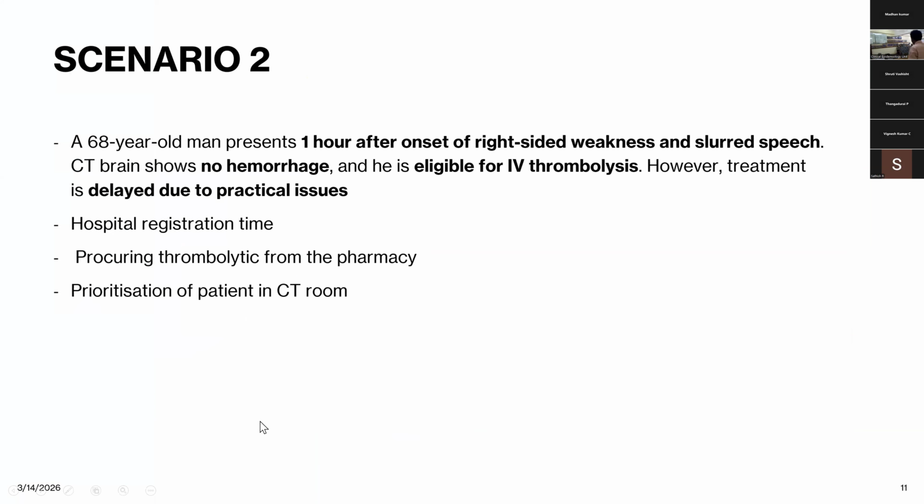So this is another scenario. Here is a 68-year-old man who presented with a 1 hour history of right-sided weakness and slurring of speech. His CT brain has shown no hemorrhage and he's eligible for IV thrombolysis. However, the patient has not received a thrombolytic agent even at the end of 4.5 hours in the hospital. What do you think could be the reasons as to why the patient did not receive a thrombolytic agent? Any factors that you think would have delayed the administration of thrombolytic?